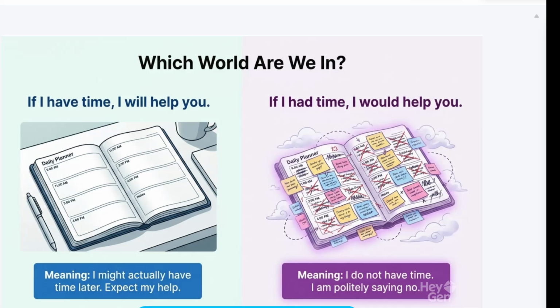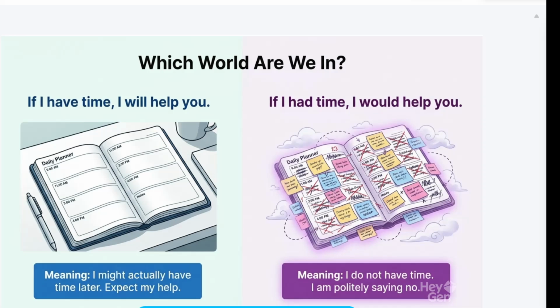Which world are we in? Now let's compare two sentences. If I have time, I will help you. This is the first conditional. The meaning is that I might actually have time later, so you can expect my help.